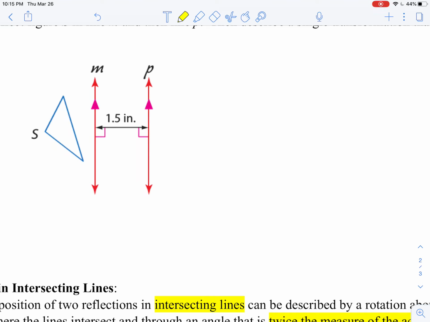In order to reflect this triangle across line M, we're going to start by drawing our perpendicular lines through each vertex. So here I'm going to do my best to freehand lines perpendicular to the line of reflection through each vertex of the triangle. Then you would take your ruler, measure the distance between each vertex and the line of reflection, and recreate that distance on the other side of the line of reflection.